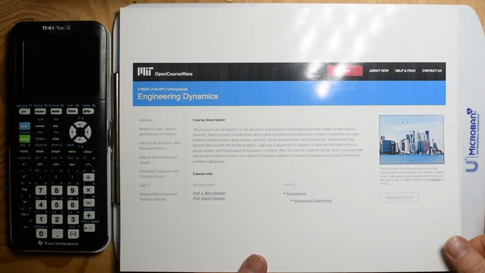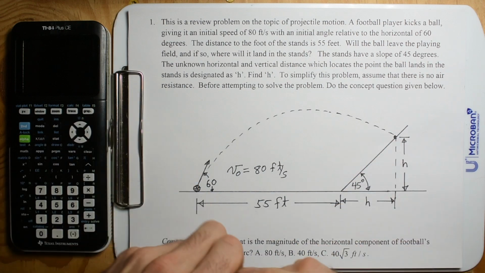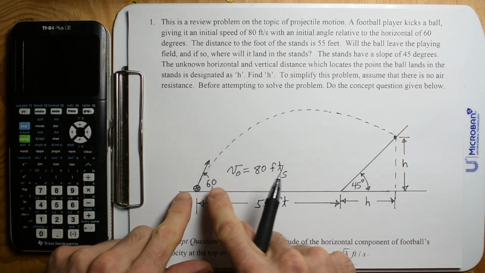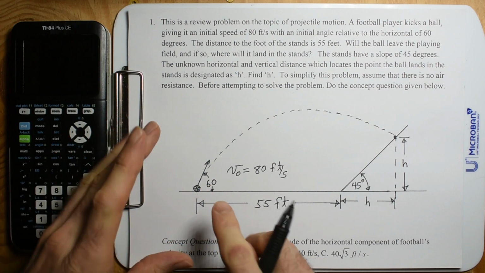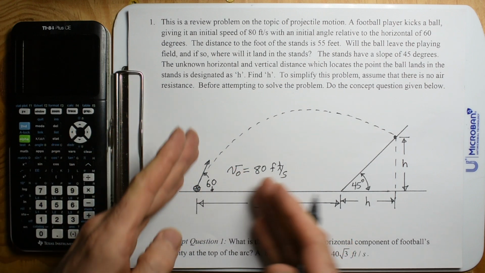Alright, hell yeah. So this is the MIT Open Courseware, Engineering Dynamics. This is the first problem. It's supposed to be a review problem, to work on your kinematics. It's not trivial because you're finding the equation using acceleration in two different directions.